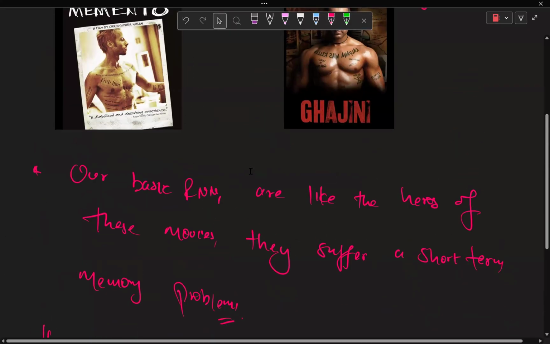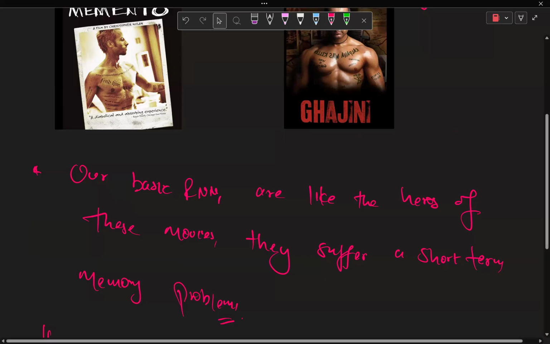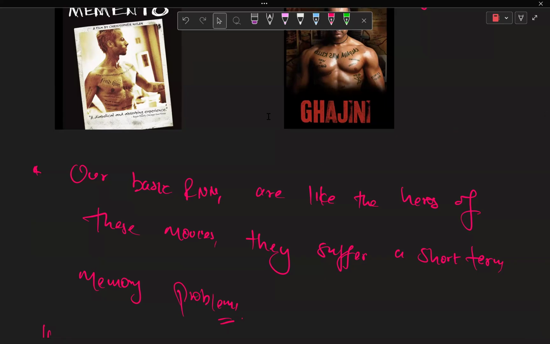So see guys, just take a real world example. In our day-to-day life, we see so many things. We experience a lot. At the end of the day, do you remember everything? No. The experiences which are very important to us, for example, our family, are very important to us.